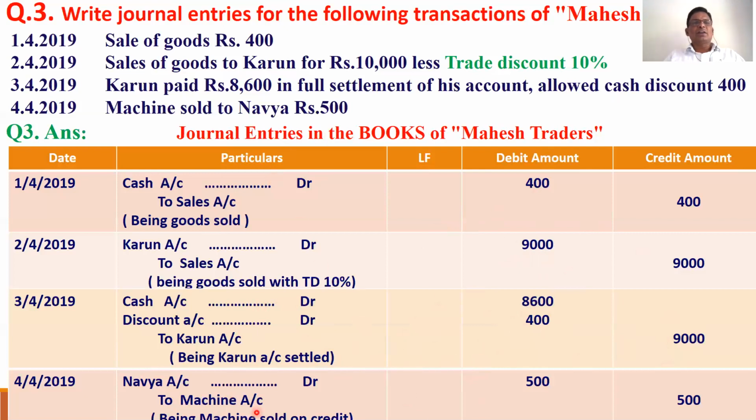Machine sold to Navya. So you know very well, when goods are sold, sales account is credited. When a machine is sold, machine account is credited. The receiver, Navya, because this is a trade transaction, Navya account is debited. Navya account to machine account.